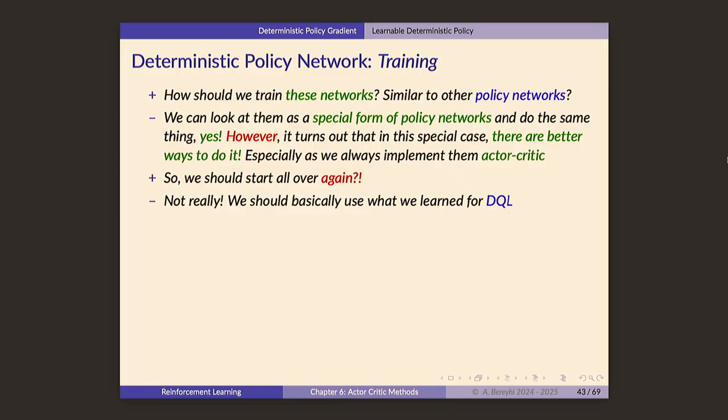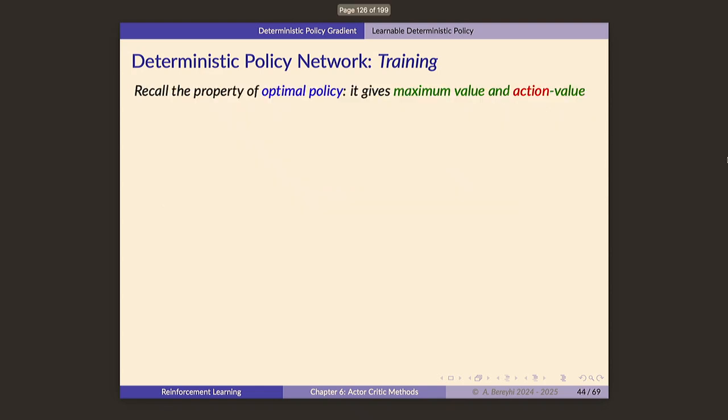We again do DQL, but this time with the fact that we have this genie, which is going to be the neural network, who is going to look at this state and give us the optimal action. Okay.